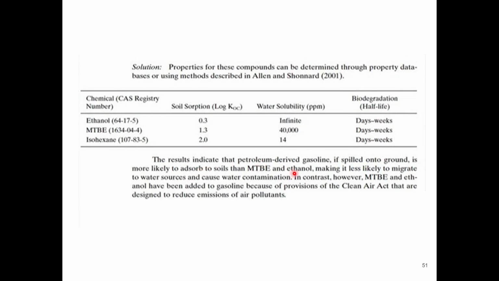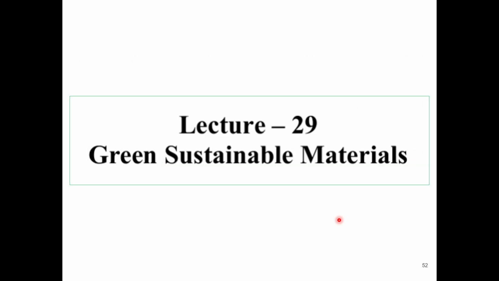The results indicate that petroleum-derived gasoline, if spilled onto the ground, is more likely to absorb to soils than MTBE and ethanol, making it less likely to migrate to water sources and cause water contamination. In contrast, however, MTBE and ethanol have been added to gasoline because of provisions of the Clean Air Act that are designed to reduce emissions of air pollutants. These are some of the observations based on the values obtained.